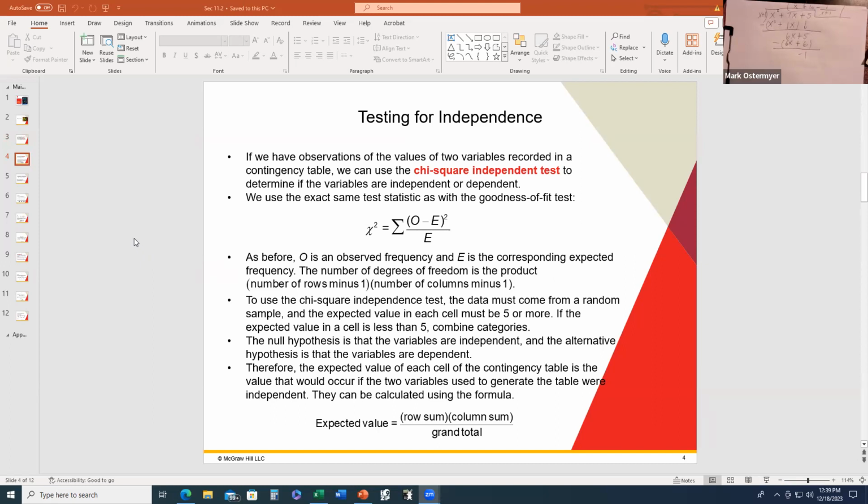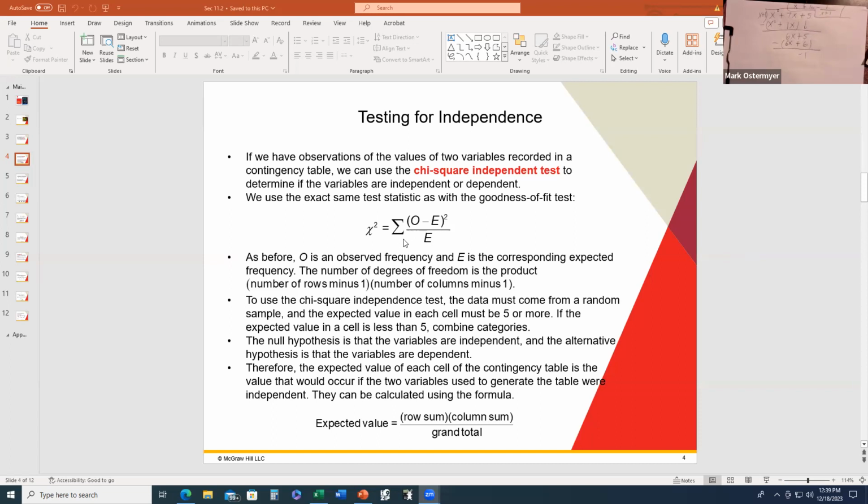So the idea is that if we want to test for independence versus dependence between two categorical variables, we like to conduct what's called a chi-squared test of independence. Notice that the word chi is not pronounced as "chai" or "chee." It is pronounced "kai," so it's a hard K sound. This will be our test statistic.